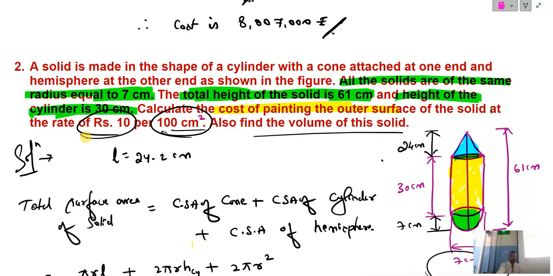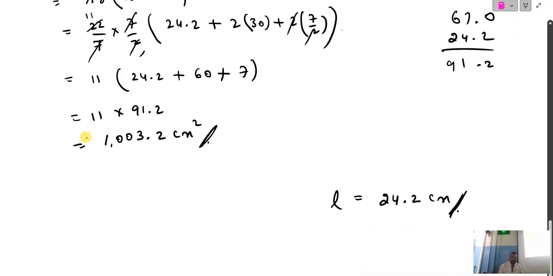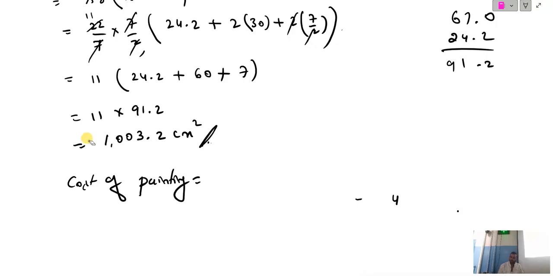For 100 centimeter square, now cost of painting is equals to... understood, cost of painting, underline. Now you can do the calculation. For 100 centimeter square, it is 10 rupees.